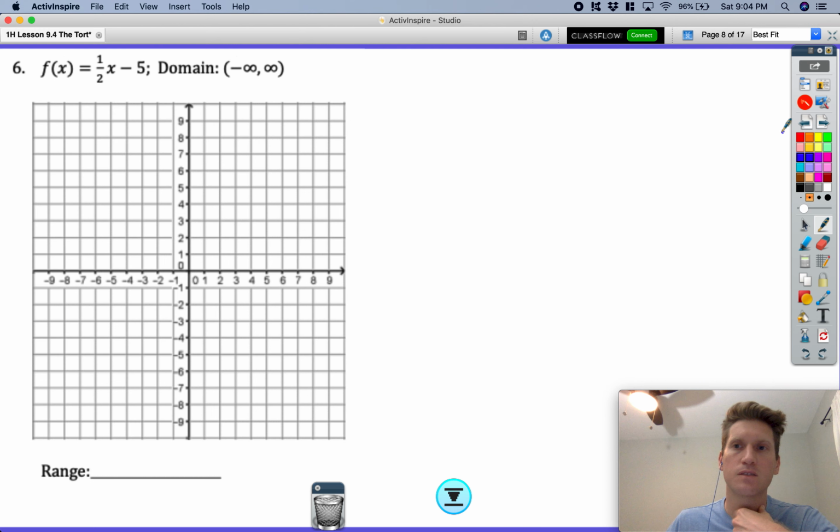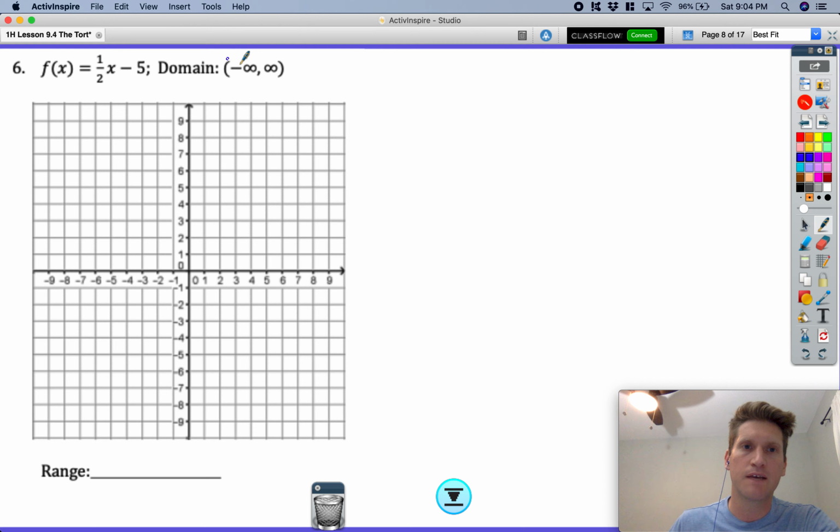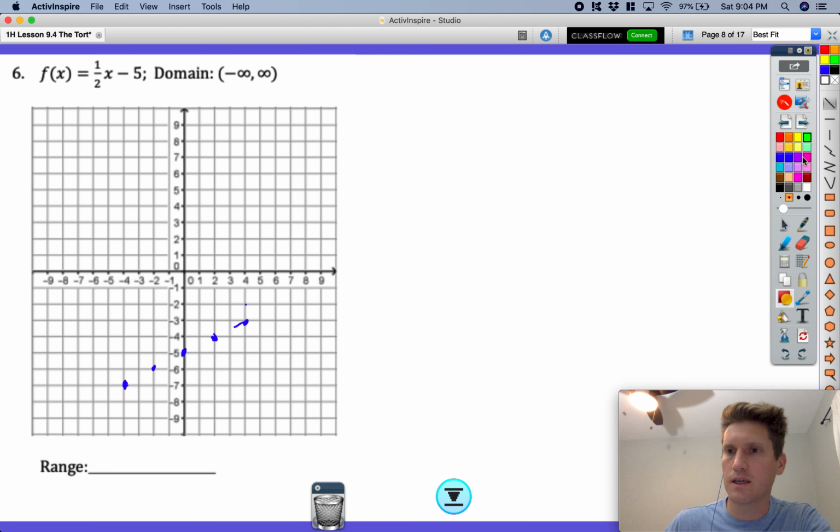Okay, and last one. This is very similar to this one. Same equation, but then I have a domain that's all real numbers. It goes from -infinity to +infinity. So same idea. I go to -5. I go up 1 over 2, up 1 over 2. And you can do the same, down 1 to the left 2, down 1 to the left 2. And then from there, what we'll do is just make a linear equation from here to here.